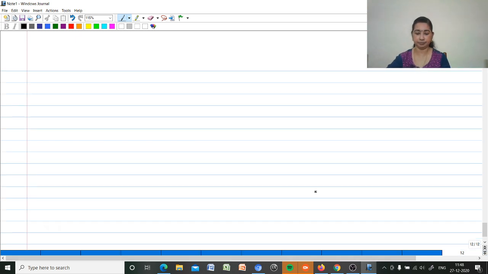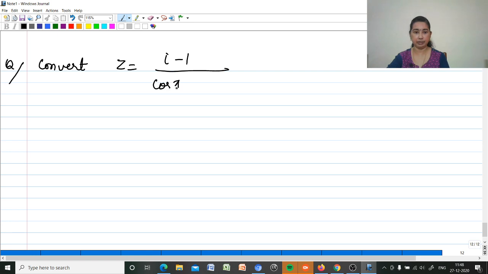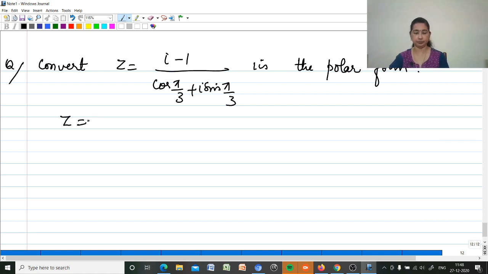Now next one, convert the complex number z is equal to i minus 1 by cos pi by 3 plus i into sin pi by 3 in the polar form. So first we have to write it in the complex number form. So z is equal to i minus 1 by cos pi by 3, cos pi by 3 means cos 60, cos 60 is 1 by 2, plus i into root 3 by 2.